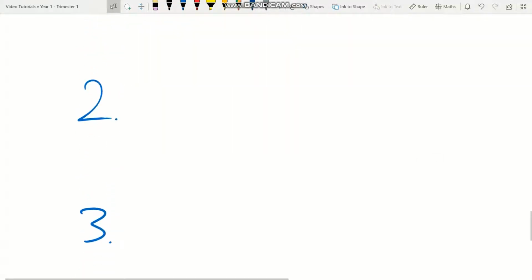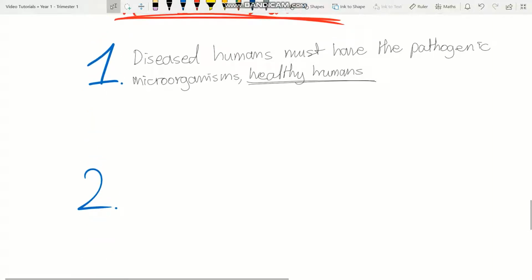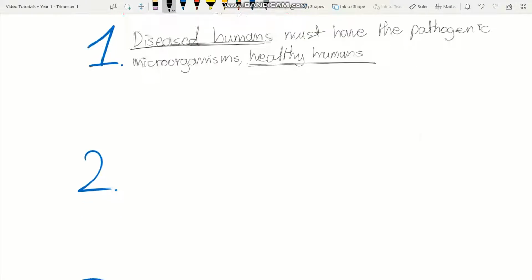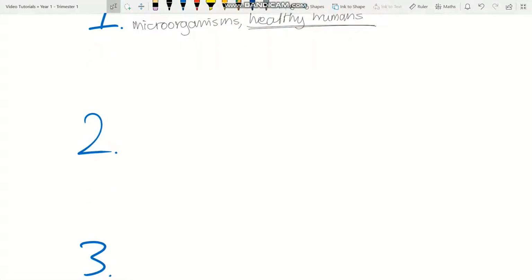The second postulate states that suspected organisms from the diseased host must be isolated and grown in pure cultures. What that basically means is that in order to test the presence of a microbiota, we must be able to isolate them from the diseased person and grow them in a culture. And a culture could be a petri dish at a certain temperature and a certain chemical environment that allows for the bacteria, viruses, archaea, algae to grow and proliferate.